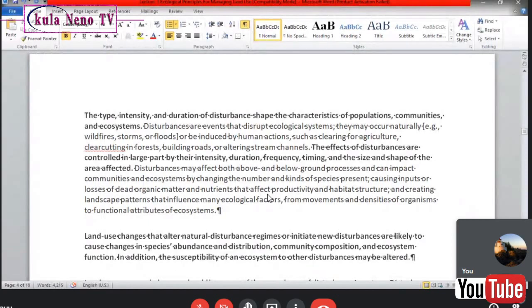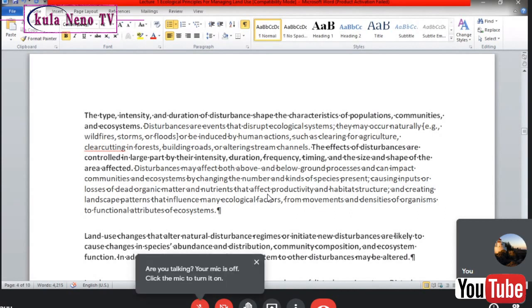And it reminds me of something that has happened very, very recently. Now, under the disturbance principle, the type, intensity, and duration of a disturbance shapes the characteristics of populations, communities, and ecosystems. So what are disturbances? These are events that disrupt ecological systems. They may occur naturally, e.g. a wildfire, storms, or floods, or they may be induced by human action, such as clearing for agriculture, cutting the forest, building roads, altering stream channels, which we are very good at.